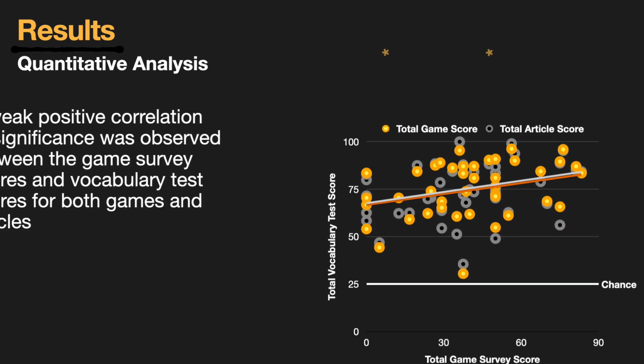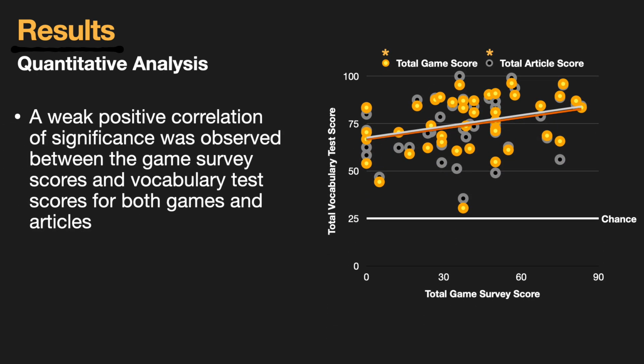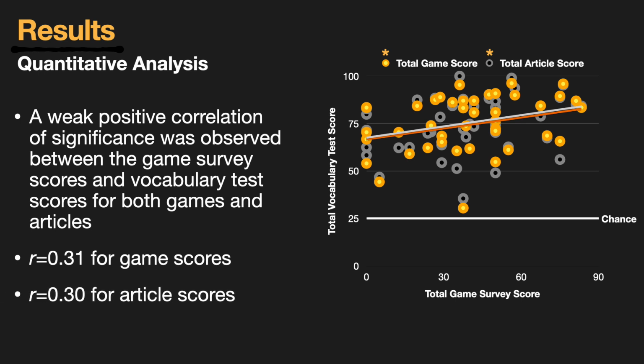There was a weak positive correlation observed of significance between the game survey scores and vocabulary scores for both games and articles, albeit with weak predictability. With that being said, the negative skewness of the test scores are interfering with the reliability of this predictive model. It may therefore be said in general that there is a correlation between how well students performed on the game surveys and the later vocabulary tests.